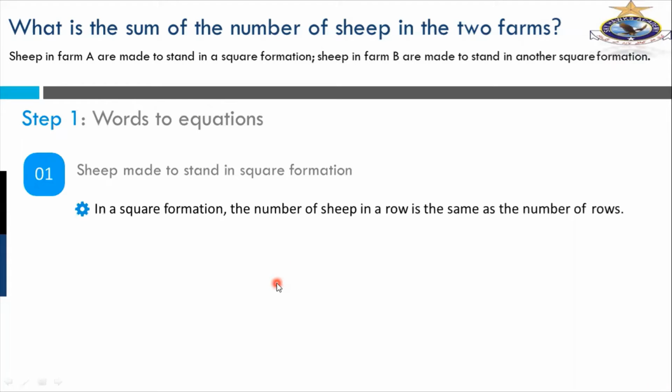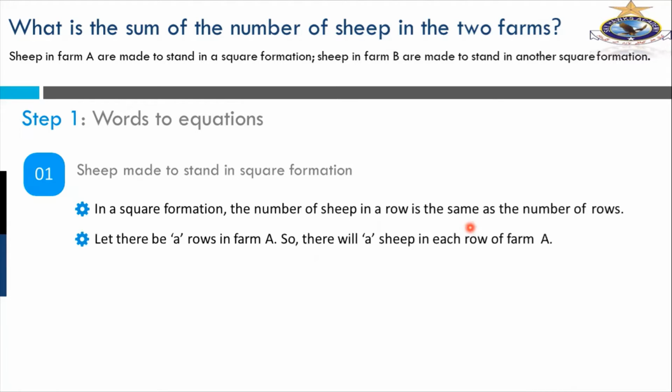In a square formation, the number of sheep in a row is the same as the number of rows. So one more piece of information is here. We can put it into mathematical form. This is very important. The number of sheep in a row is the same as the number of rows. Equal number of rows, equal number of sheep.